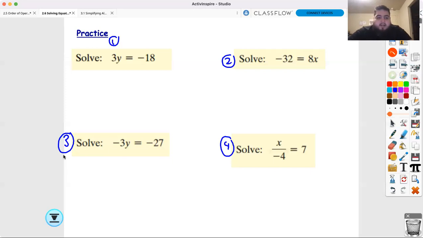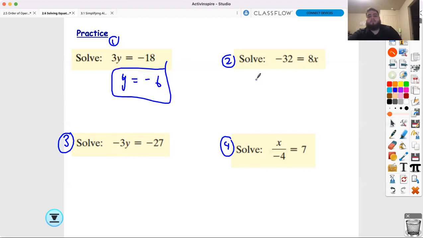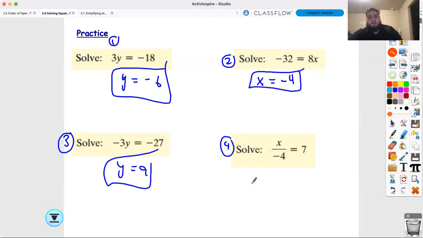All right. Are there any questions or anyone would like me to work out any specific one of these guys? Or do y'all feel okay with the explanation of these? So let me write. So for number 1, we got y equals -6. For 2, we got x equals -4, y equals +9, and x equals -28. This is what we got for all 4.